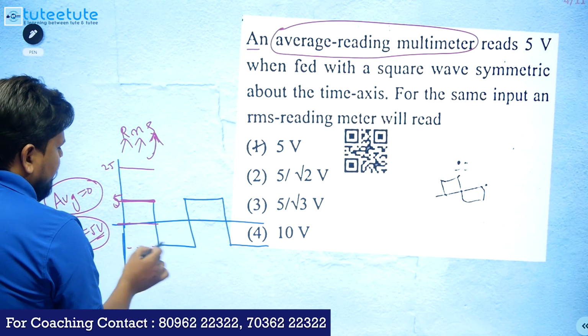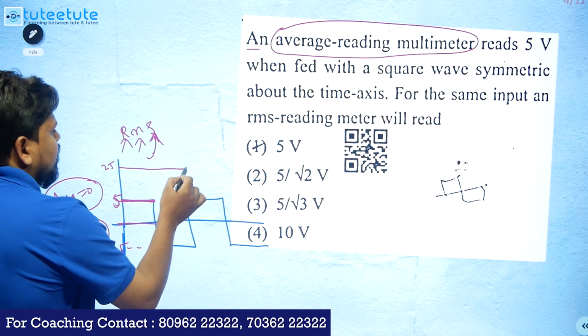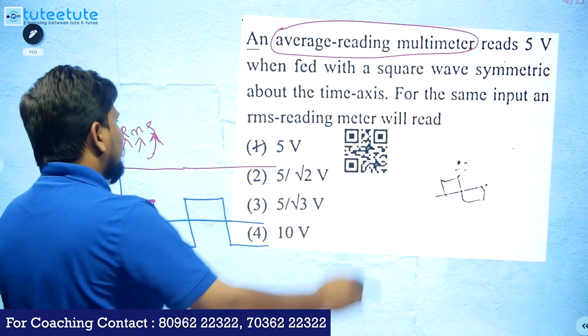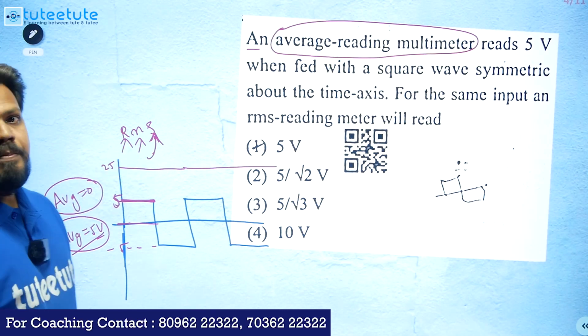The negative level is minus 5, since it is symmetric. If you square minus 5, you also get 25. Like that, from 0 to infinity you will get 25 only. That completes the squaring. Then we have to calculate the mean.